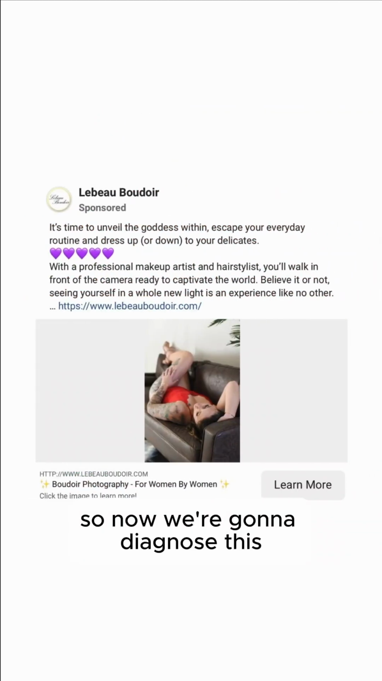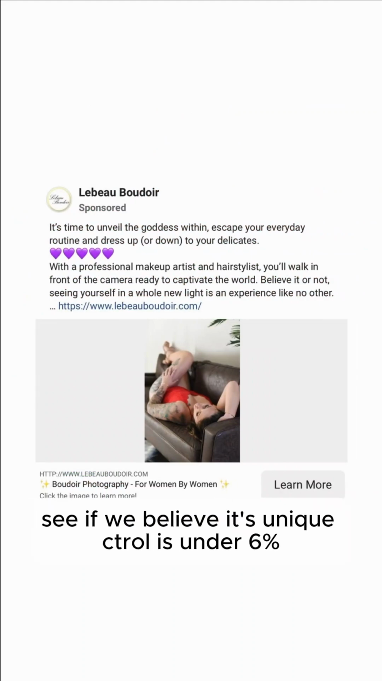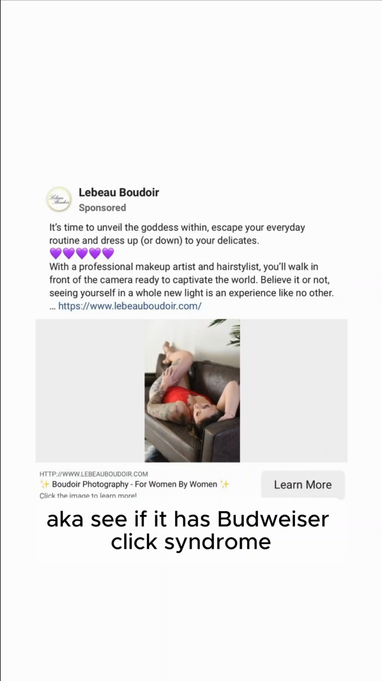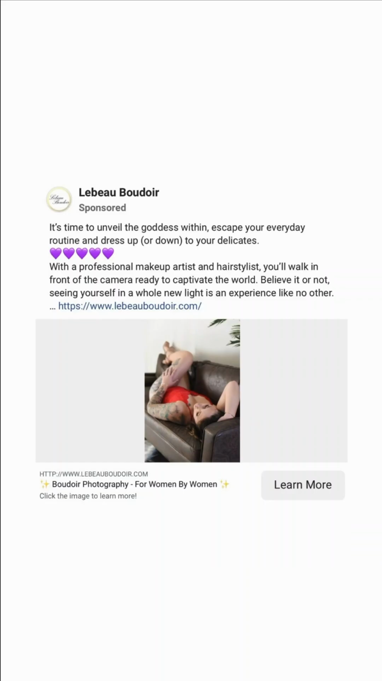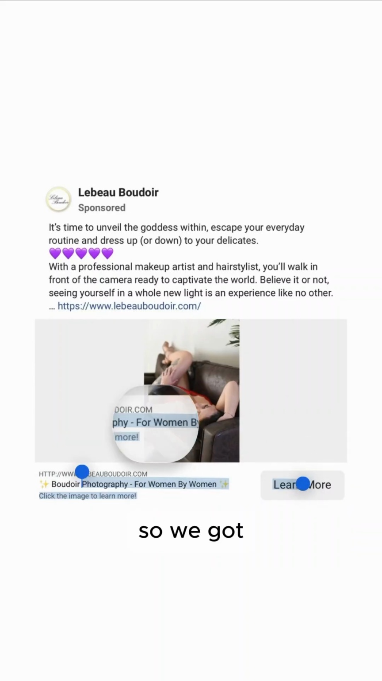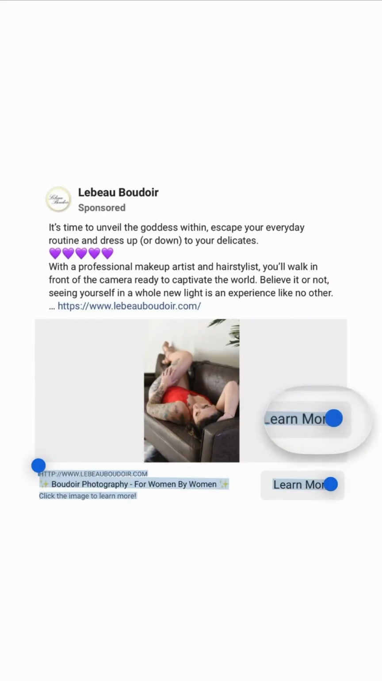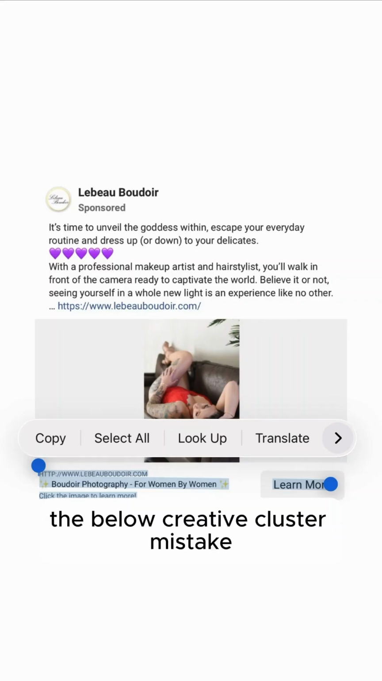Now we're going to diagnose this. We want to see if its unique CTR is under 6%, aka see if it has boudoir low click syndrome. So we've got the below creative cluster mistake.